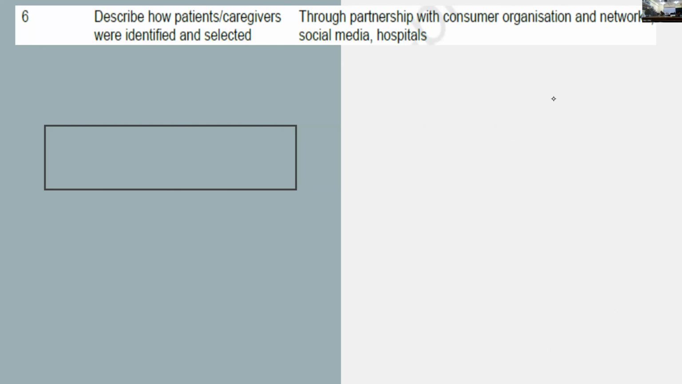Now the sixth item was describe how patients and caregivers were identified and selected. So you can identify or you can screen them through a social organization or network, social media, hospital.